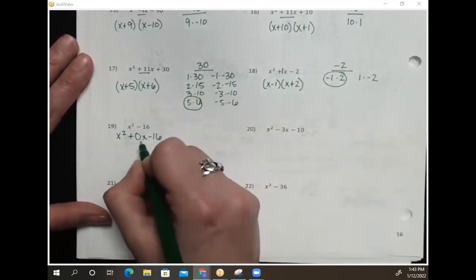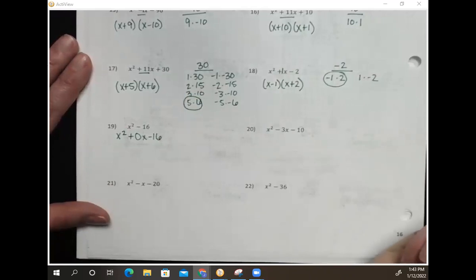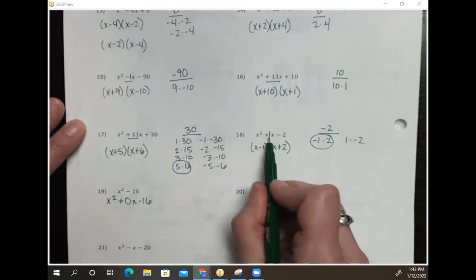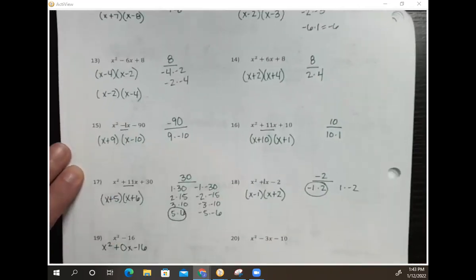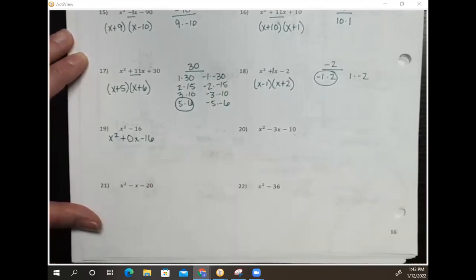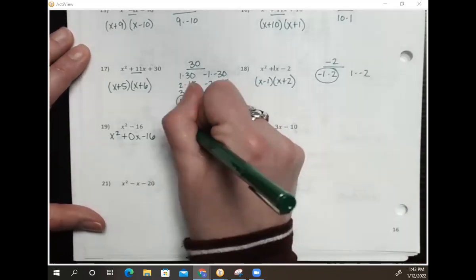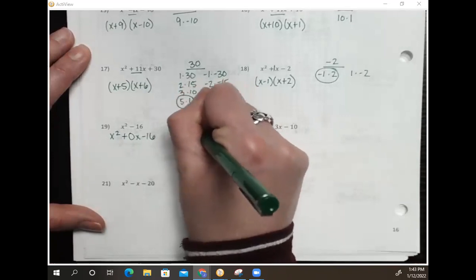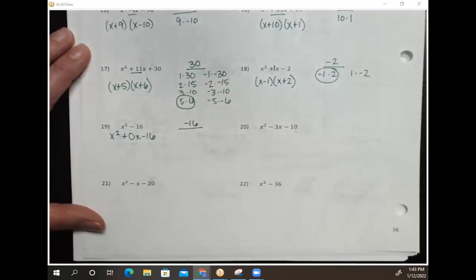If that middle term is gone, it means that I had 0 x's. That's the only reason I wouldn't have to write it. We know from several of our examples that if I've got 1 x, I need to still write the x. But if I had 0 of them, I wouldn't have to write that. So what we're looking for are factors of negative 16 that would add to 0.